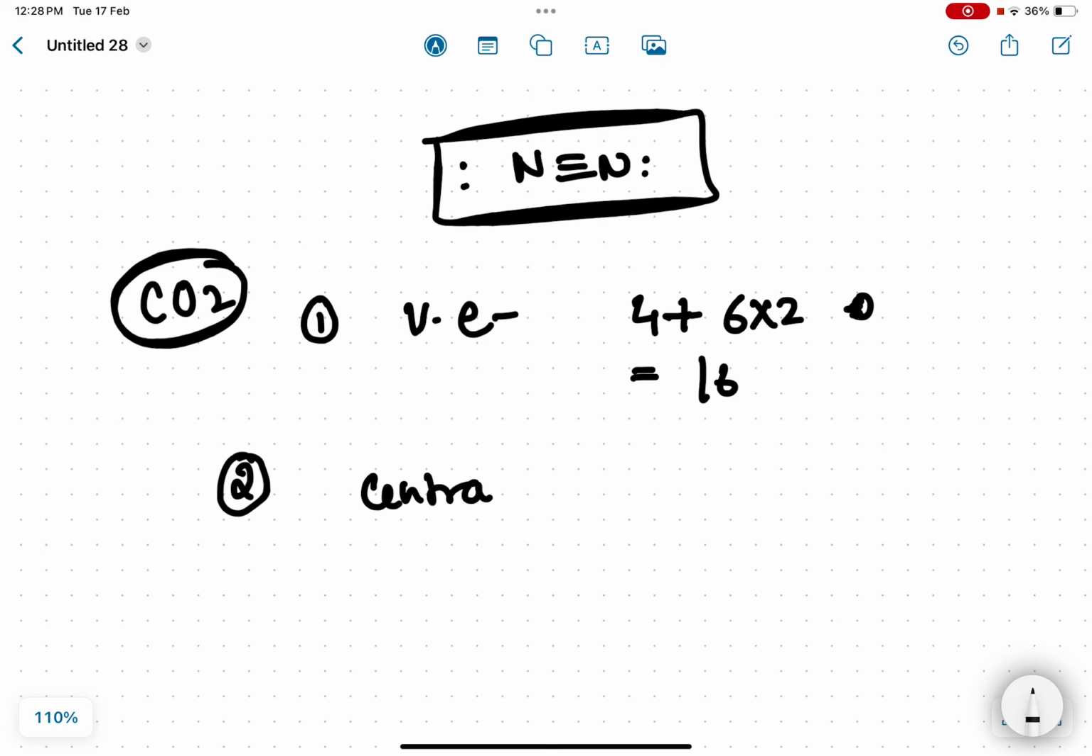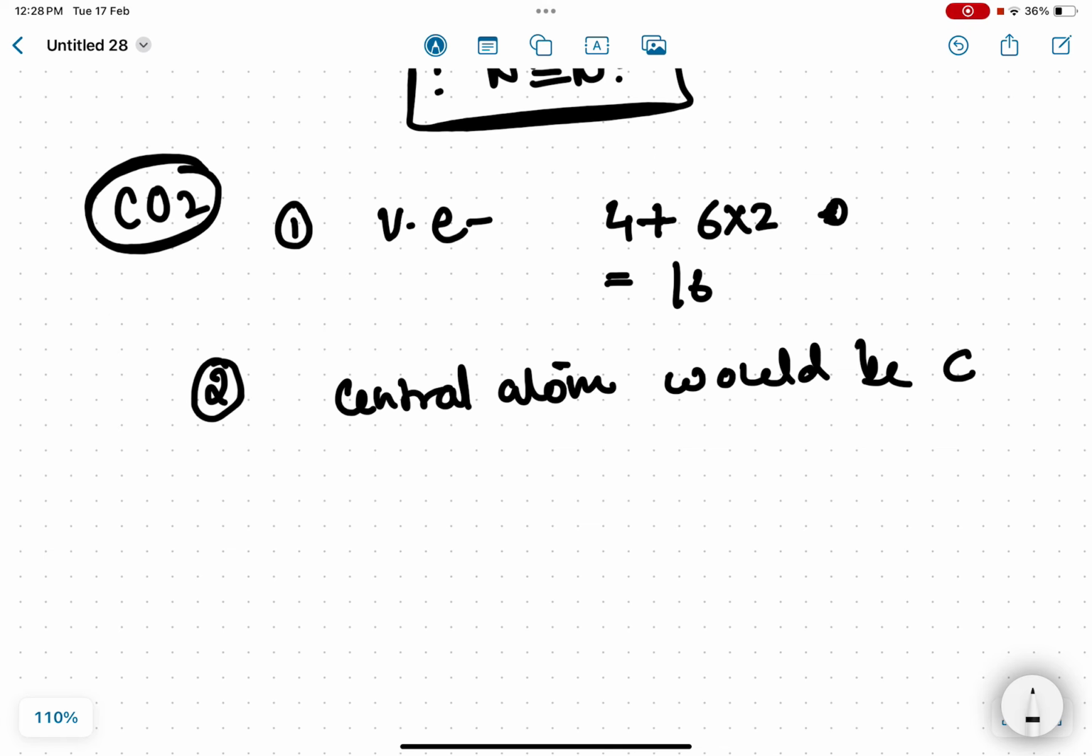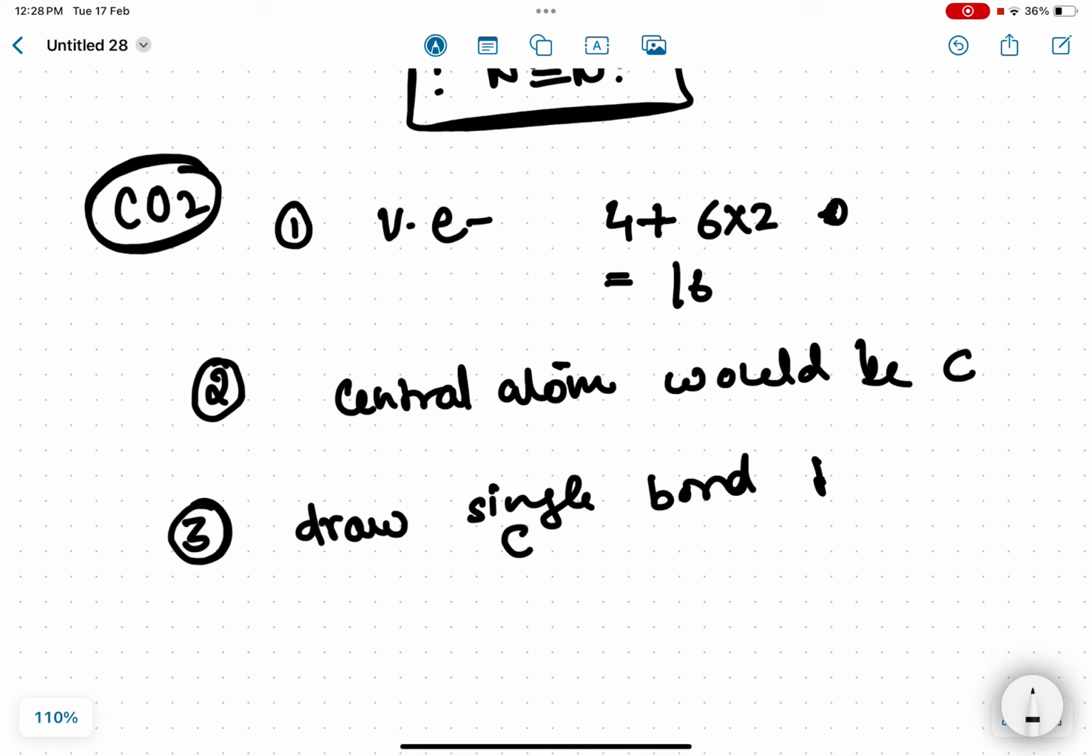Step number 2, the central atom would be carbon here, as it has only 4 electrons, it needs more number of bonds here, and also it's less electronegative, so carbon would be the central atom here. So carbon is identified as the central atom. Third step, draw single bonds from the central atom to the terminal atoms.